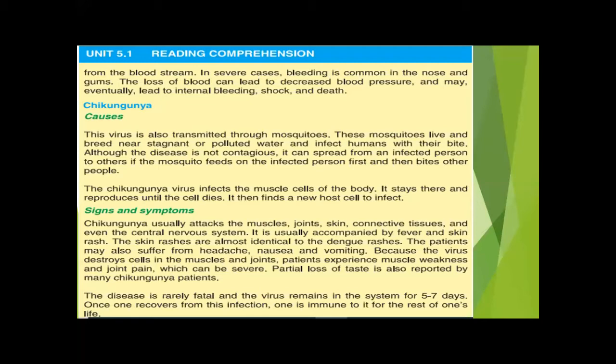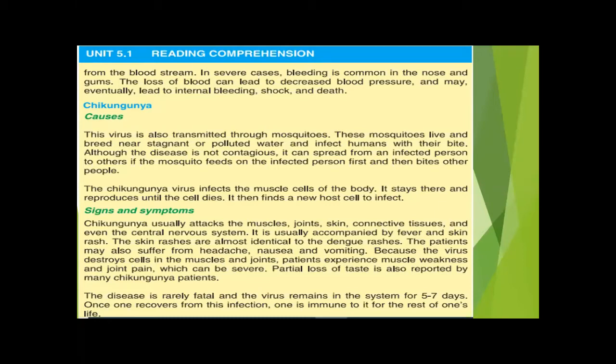The chikungunya virus infects the muscle cells of the body, and the virus stays there and reproduces until the cell dies. Then the virus finds a new cell to infect. Most people infected with the chikungunya virus will develop some symptoms. Symptoms usually begin 5 to 7 days after being bitten by an infected mosquito.